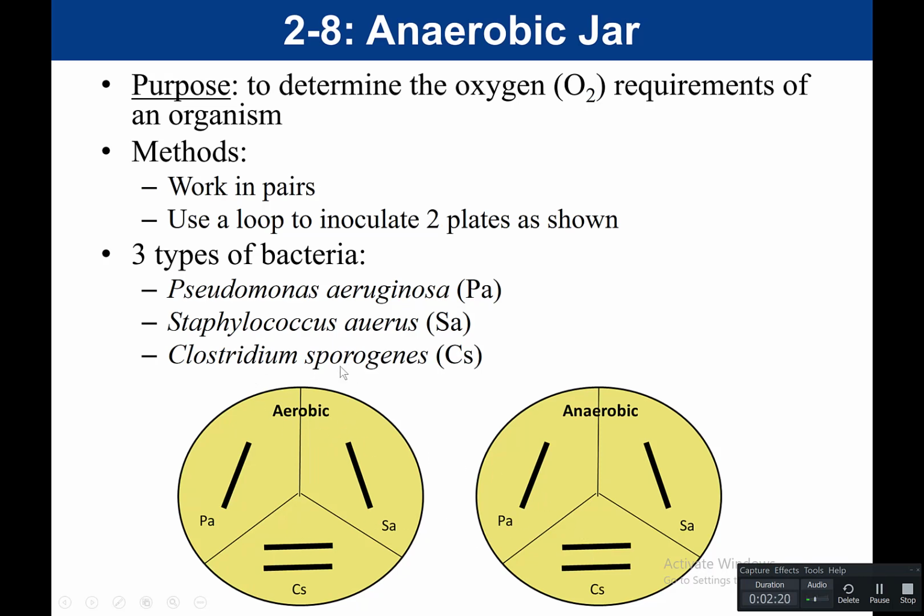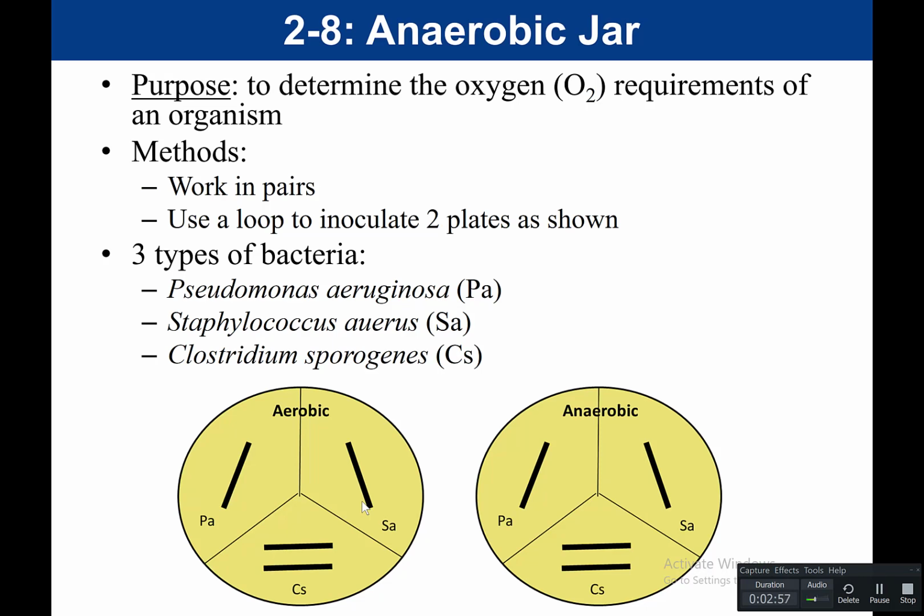1 plate would be your aerobic. This plate is the plate that would go in the incubator. In our incubator, oxygen would be present, and so that would be our aerobic plate. Our anaerobic plate, on the other hand, has to be without oxygen. So we can't just take that plate and put it in the incubator, because the incubator is going to have oxygen. So in order to make the other plate anaerobic, we have to take that plate and we need to put it in a setup that is called an anaerobic jar.